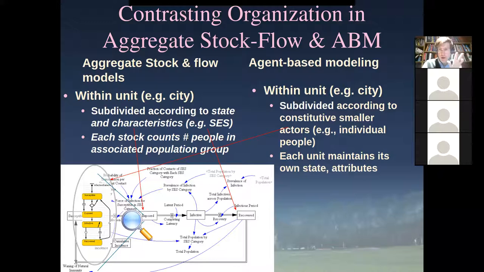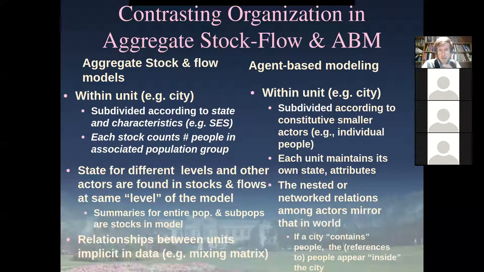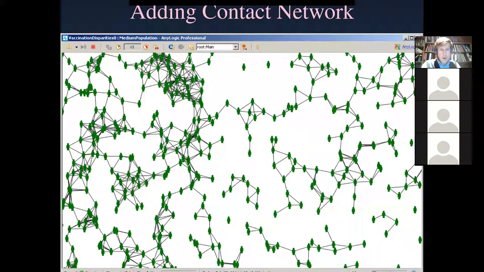Agent-based modeling is a different organizational philosophy, and the types of information that circulate are different. Each of these individuals maintains their own state. Another difference in agent-based modeling is that we have nested relationships and networked relationships between these individuals or collections. So we might have people in multiple networks, for example a network associated with contact patterns, with whom they're in contact regularly.